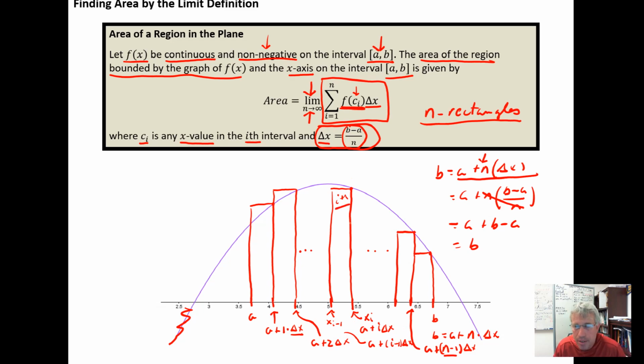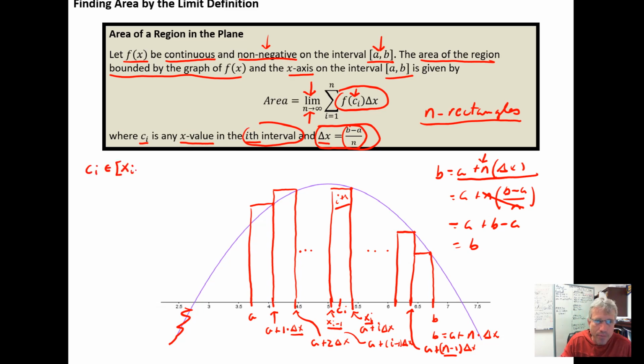If we were going to estimate the area of the ith rectangle, this right here is the ith rectangle area estimate. The c sub i that's getting plugged into the function is any value on the ith interval. Notice the ith interval goes from x sub i minus 1 to x sub i. c sub i can be any number in the closed interval from x sub i minus 1 up to x sub i, and that includes the endpoints. So c sub i could equal x sub i minus 1, or c sub i could equal x sub i. So we could let c sub i equal those endpoints.